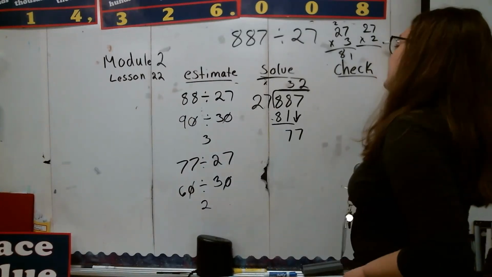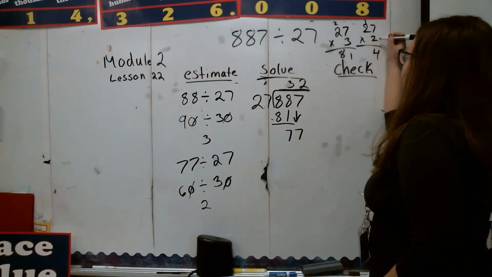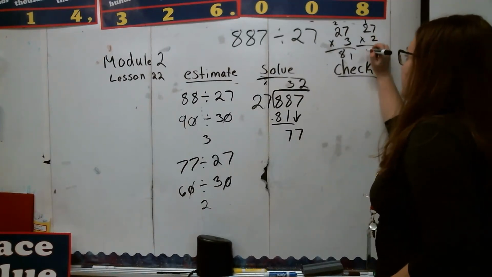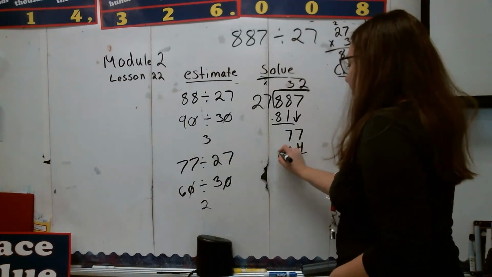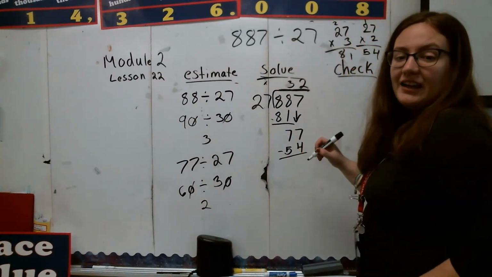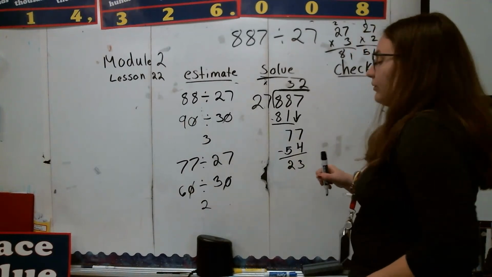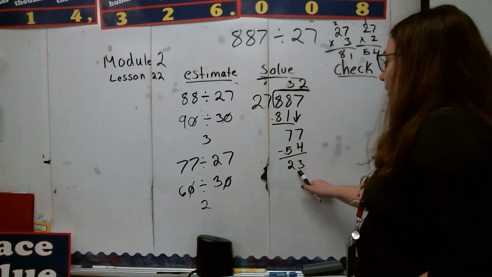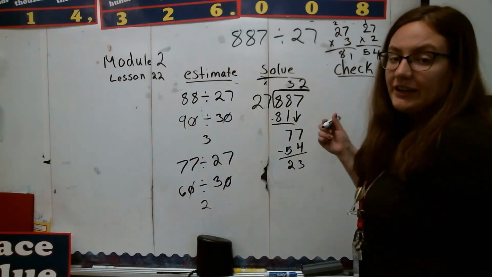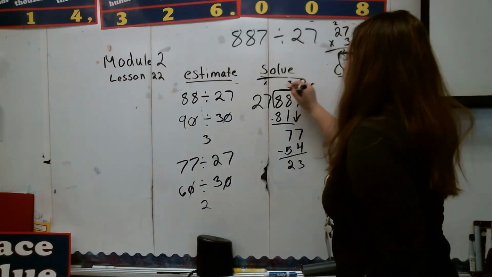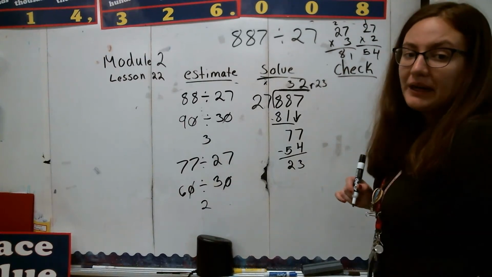So 27 times 2 will give me 7 times 2, which is 14. 2 times 2 is 4, and 4 plus 1 is 5. So 54 is as close as I'm going to get without going over. And then I do 7 minus 4, which is 3, and 7 minus 5, which is 2, which gives me a remainder of 23. My remainder is not larger than my divisor, so I know that I'm on the right track. So I have 32, remainder 23, and now I'm going to check my work.